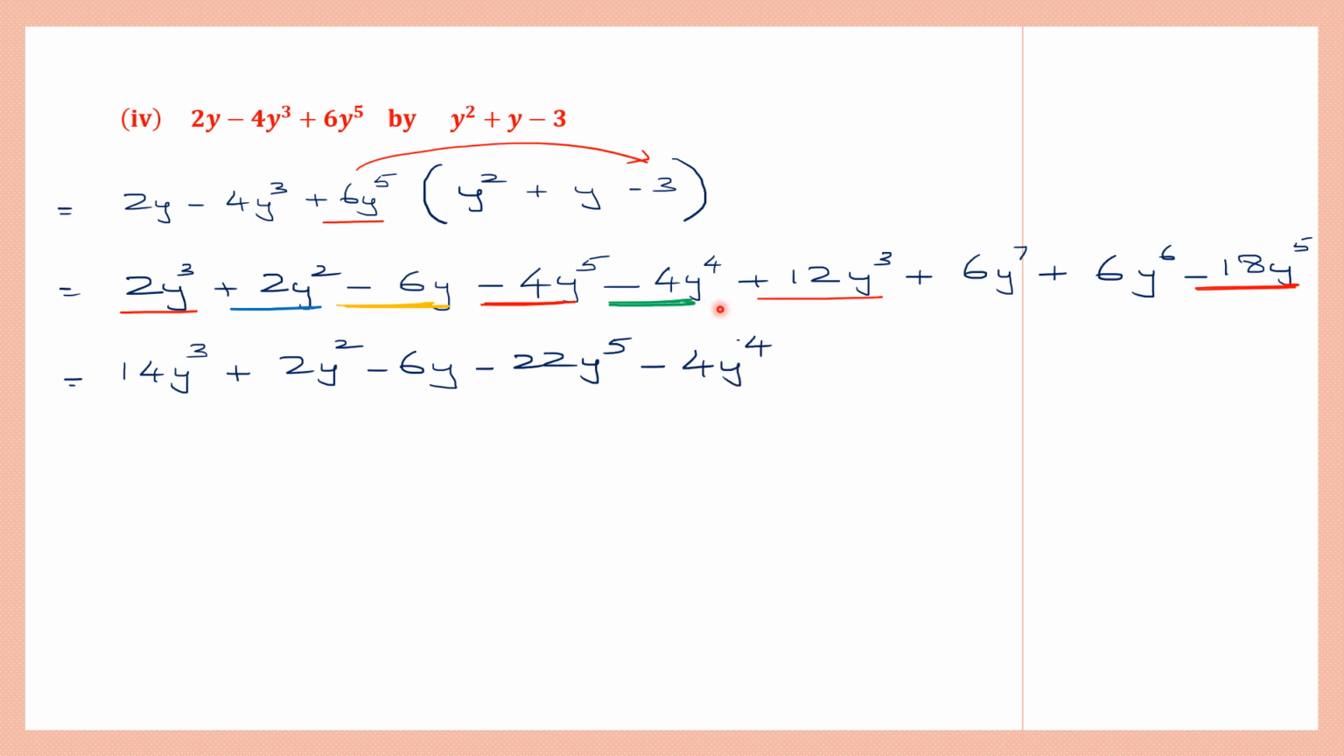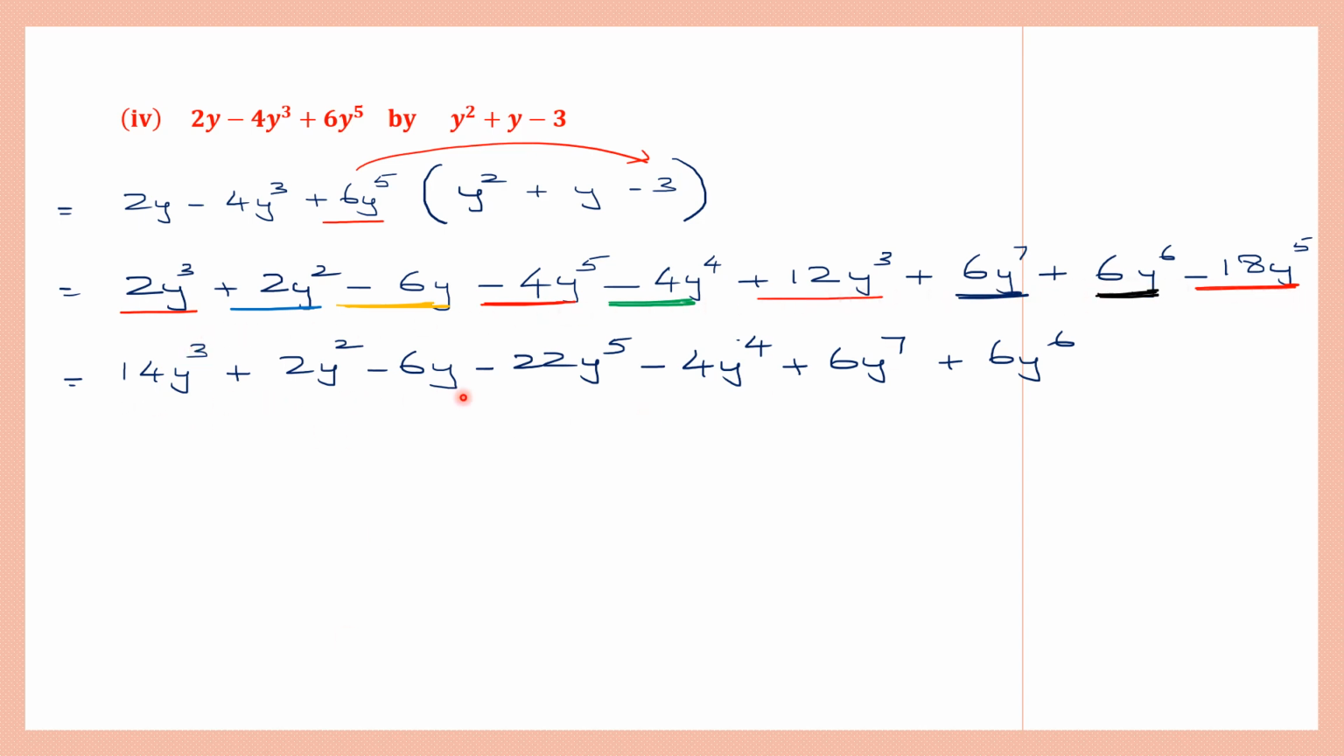And then what do we have? We have 6y to the power of 7. So this is also done. So that is 6y to the power of 7. And the last one is this. That is 6y to the power of 6 plus 6y to the power of 6. Now have we covered everything? You need to check to see if you have covered everything.